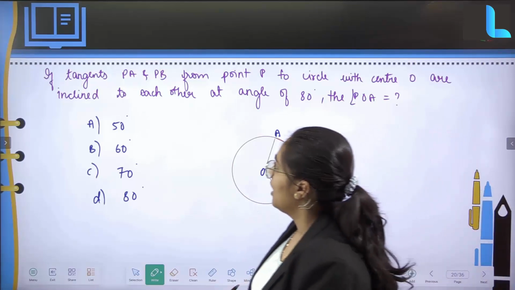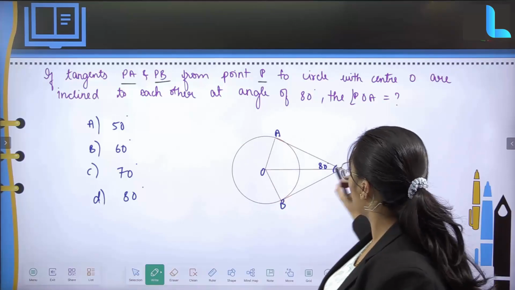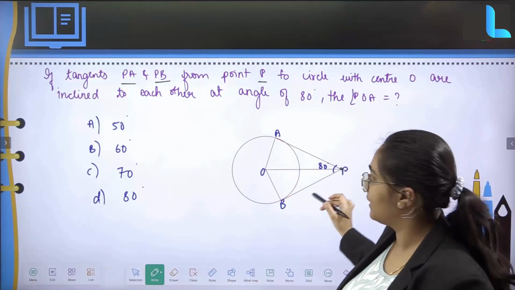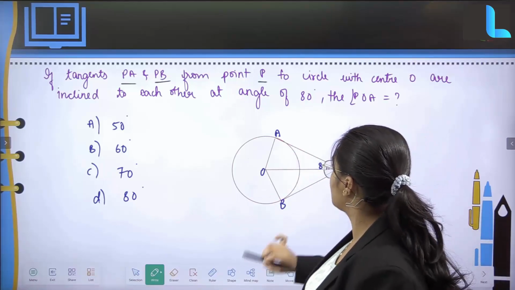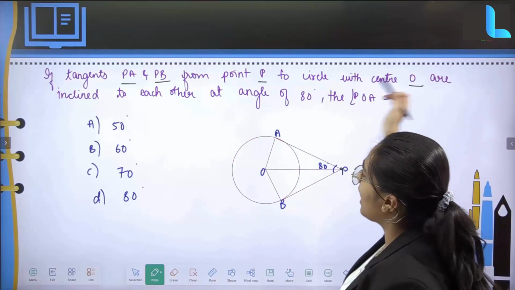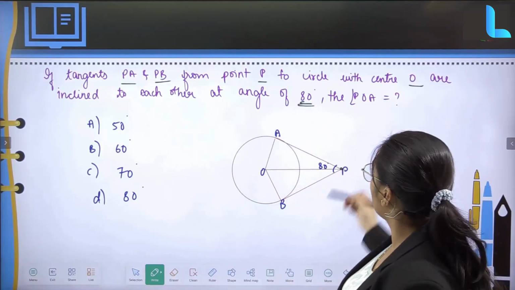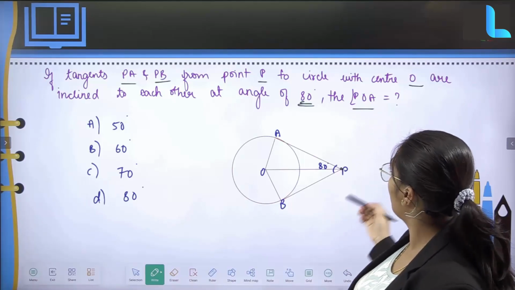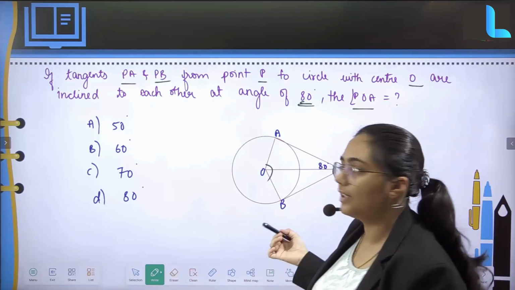Next question. If tangents PA and PB from a point P, so there is a point P which is external to the center and this is going to form two tangents. One tangent is PA and the other one is PB, with center O, are inclined to each other at an angle of 80 degrees. You have to find out angle POA. So this angle has been specified, you have to find out this angle.